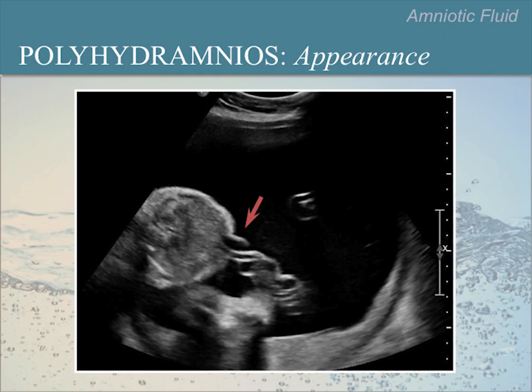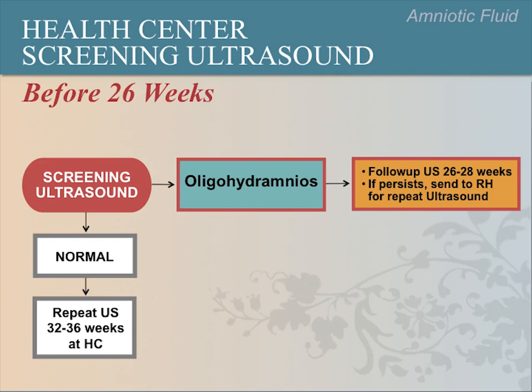Note that in our algorithm, RH stands for referral hospital. If a patient comes to your health center at 20 weeks and she is diagnosed with polyhydramnios, ask her to come back for another ultrasound in 2 weeks. Often, polyhydramnios will resolve. If the polyhydramnios is worse in 2 weeks, refer the patient to the hospital for evaluation.